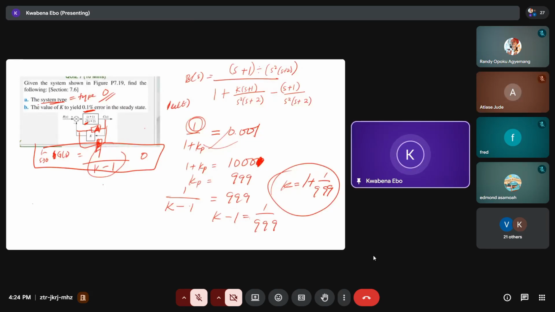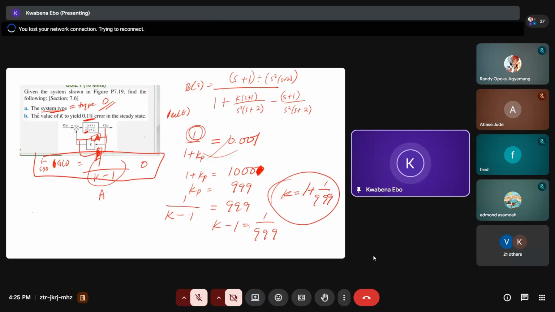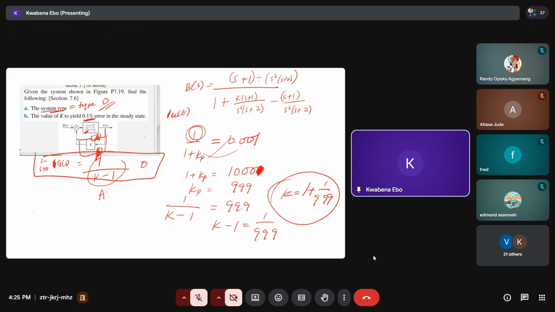So you will have to parallel it as A plus B, and then combine them as one system. If not, you have to find the feedback for the first, second, and third, which will be very long. So you just parallel it into one feedback system, and then start solving on it.